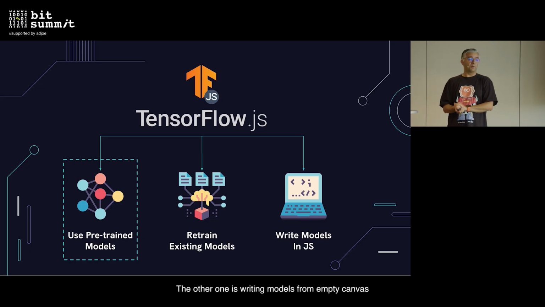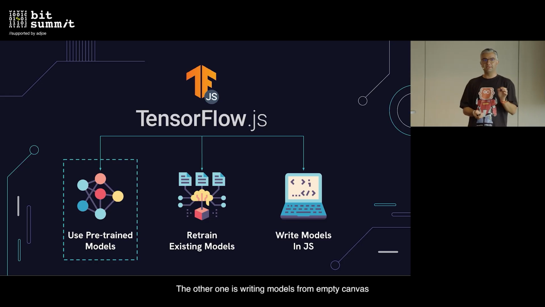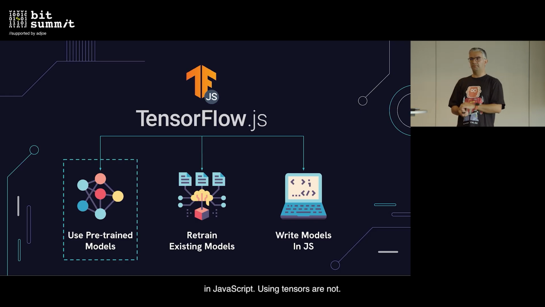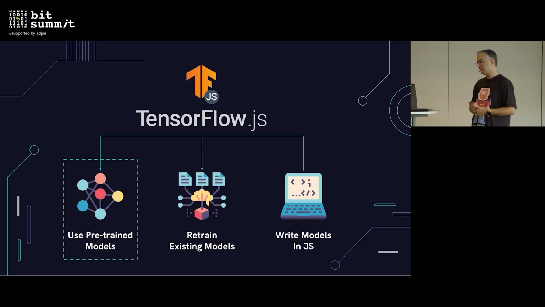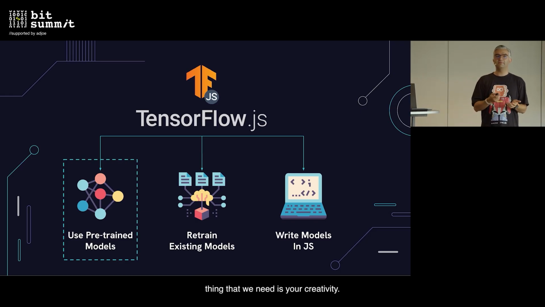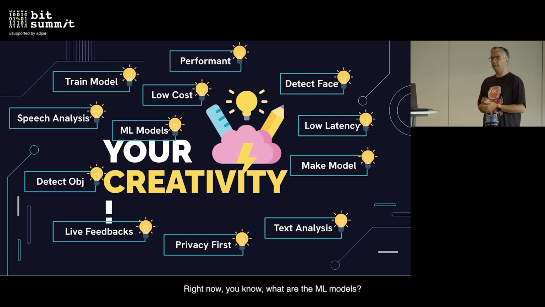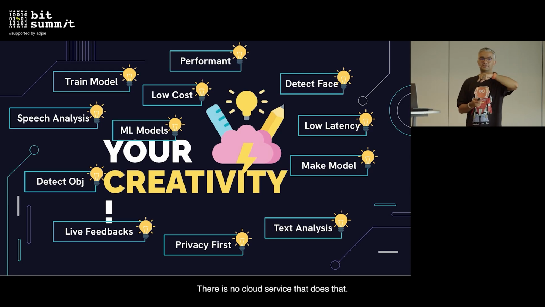So it just made life easier for people at supermarkets. The other one is writing models from an empty canvas in JavaScript using tensors and others. And the only thing that we need is your creativity. Right now, you know what ML models are. You can train a model with TensorFlow. You can make a model at a low cost. Why? Because it is on the client machines. There is no cloud service that does that.